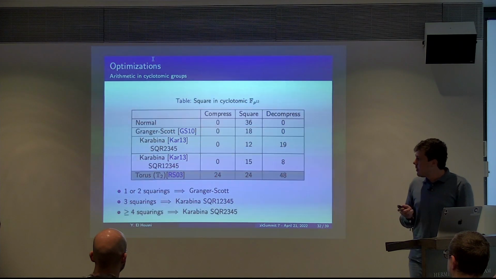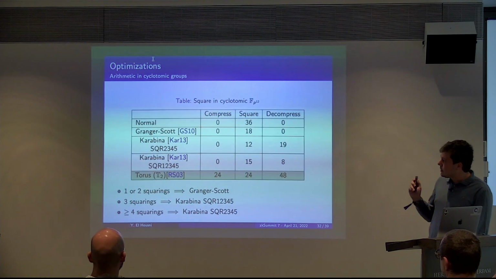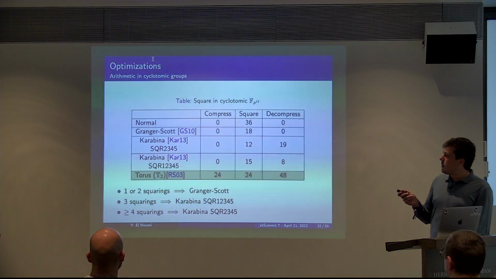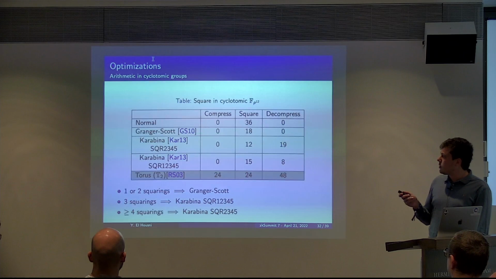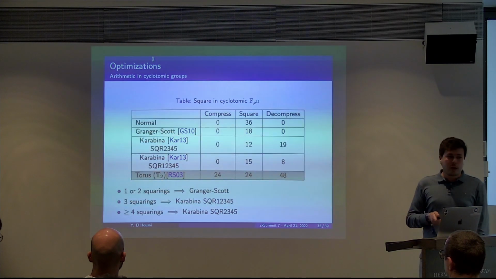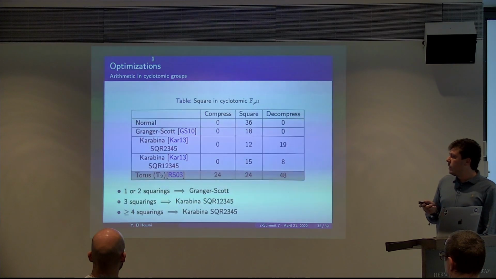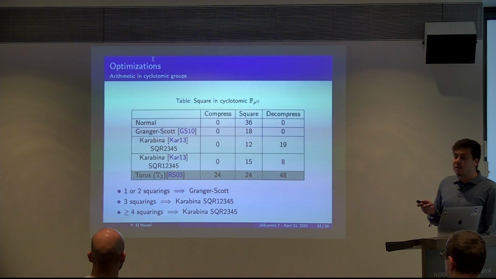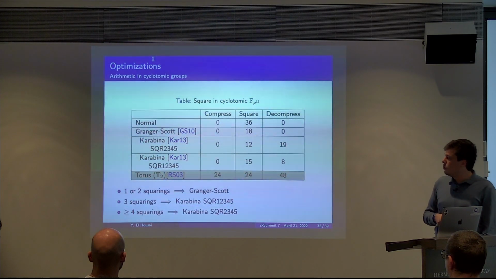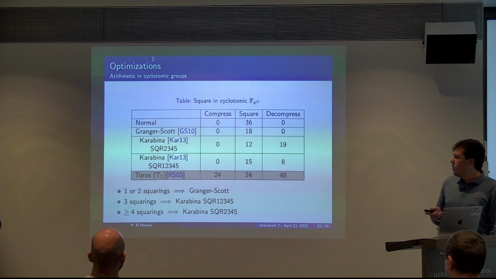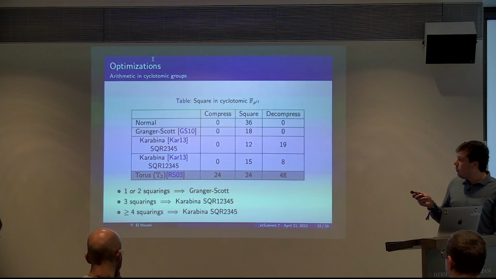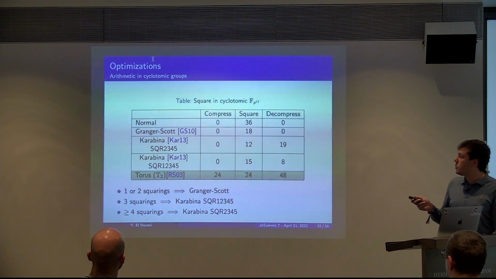Outside of the circuit, the best algorithm to do these cyclotomic squarings, generically speaking, is a paper by Granger-Scott. Inside of a circuit, it costs 18 constraints, and a normal squaring costs 36 constraints. There is another paper by Karabina where we can do 12 constraints or 15 constraints, but then we need decompression, which costs 19 constraints or 8 constraints. And then there is the Torus T2 paper by Rubin and Silverberg, where the cost is 24, and the compression is costly constraint-wise.